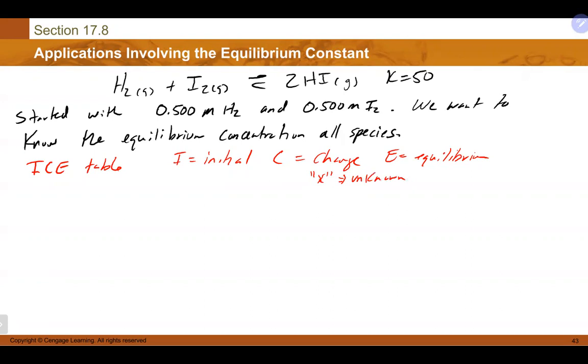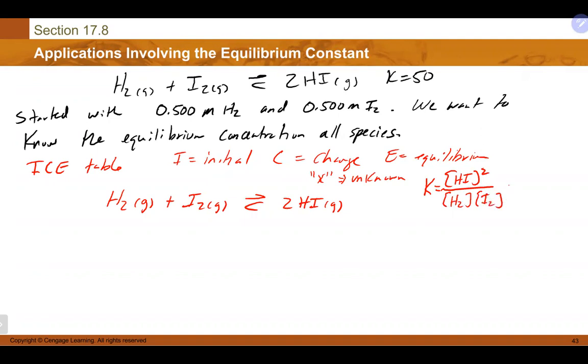So how you would approach an ICE table like this is you would start with the equation, and obviously you do want to make sure it's balanced. And we can write our equilibrium expression. Our equilibrium expression in this case would be our products, the concentration of HI squared, just like we did on the previous slide, divided by the concentration of H2 and the concentration of I2, and that's going to equal 50 in this case.